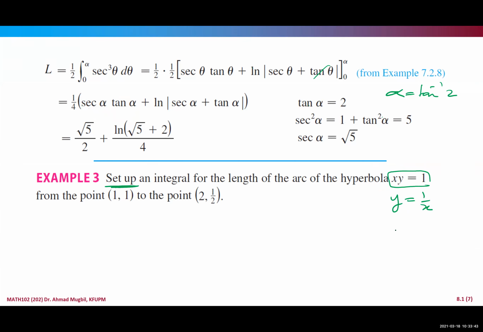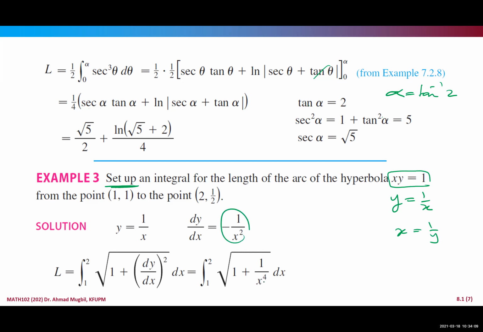So y equals 1 over x, or x equals 1 over y. It is a rotated hyperbola indeed. Here you can integrate with respect to y or with respect to x. It is up to you. So he took y equals 1 over x. Now find the derivative and square it. Then that's it. You can stop here. If you want to be more gentle, of course simplify. Here it is.